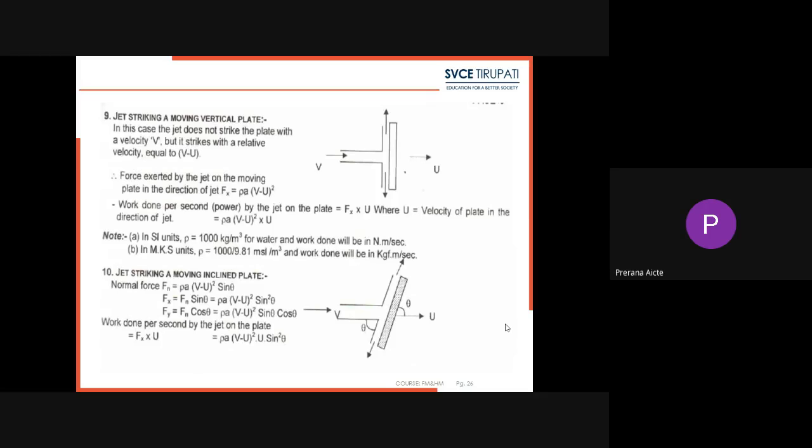So in this case the normal force Fn is rho A into (V minus U) whole square sin theta. And if we take horizontal and vertical components, then the horizontal component Fx equals Fn sin theta, that is rho A into (V minus U) whole square sin square theta. And Fy equals Fn cos theta in the vertical direction, that is rho A into (V minus U) whole square sin theta cos theta. And the work done per second by the jet on the plate is given as Fx into U. Here the equation will be rho A into (V minus U) whole square into U sin square theta.